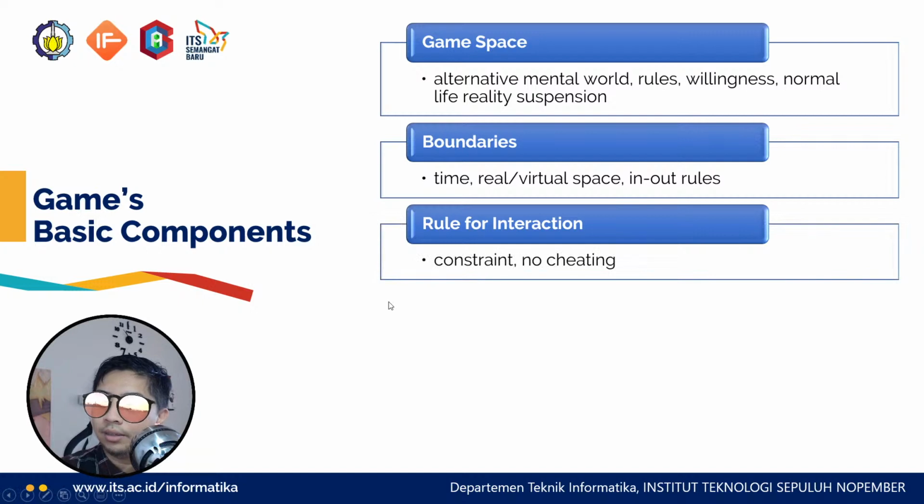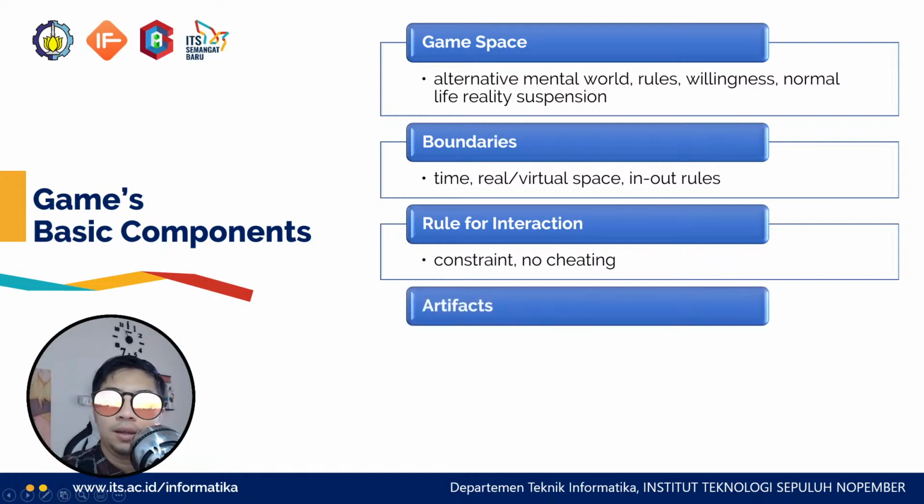Okay, so the rule defines the constraint, or also some condition when the players are stated or categorized as a cheater, etc. And the next one is the artifacts.